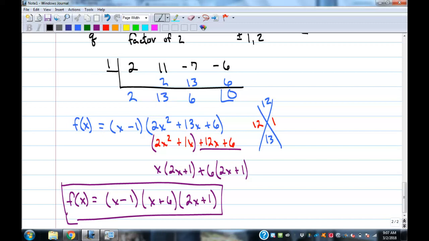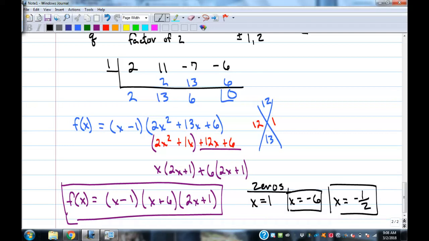These are all what kind of solutions? Real or complex? Real, because they're all real numbers, right? They all show up on the graph. They all showed up when we graphed that thing. It crossed the x-axis at all 3 of those places: 1, -6, and -1/2. All right. So the zeros, just to add to this, would be x equals 1, x equals -6, x equals -1/2. Again, that's coming from setting each factor equal to 0 and solving it.